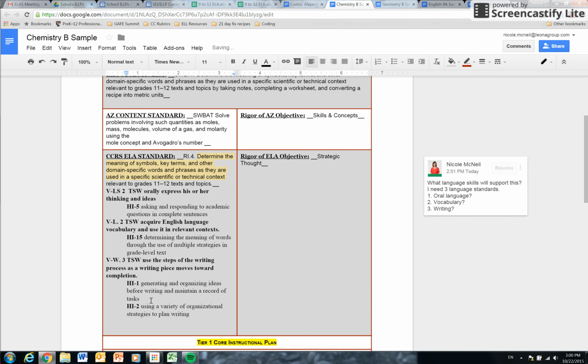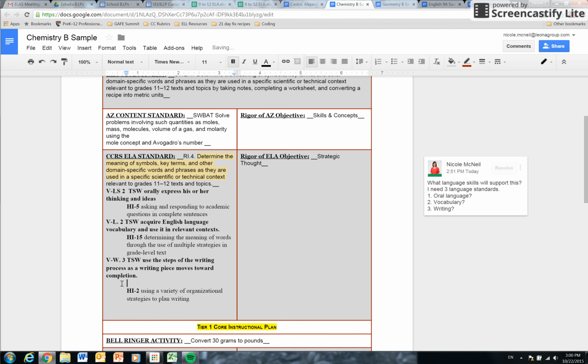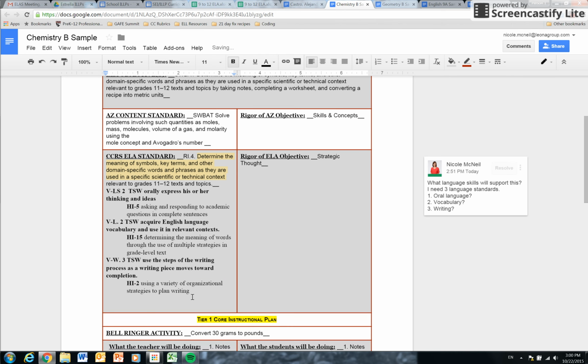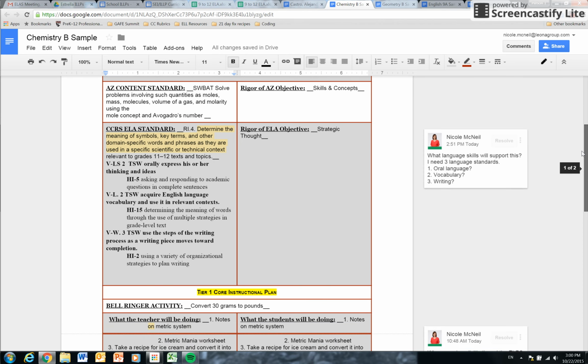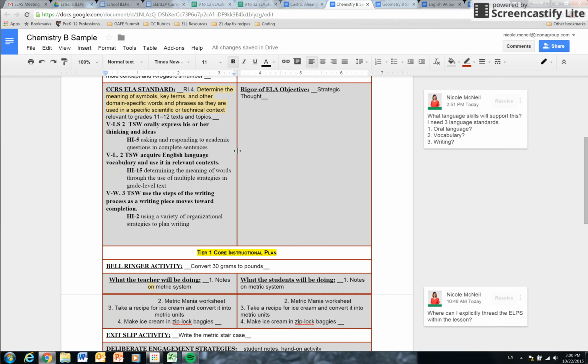But I don't need both of these, even though both of them would work well. I am going to have them use a variety of organizational strategies. So I'm going to teach them a strategy for organizing a recipe. And that's it. I've already added these. These 3 things will complement my students being able to complete this chemistry lesson. Now I have to weave these standards through my lesson.